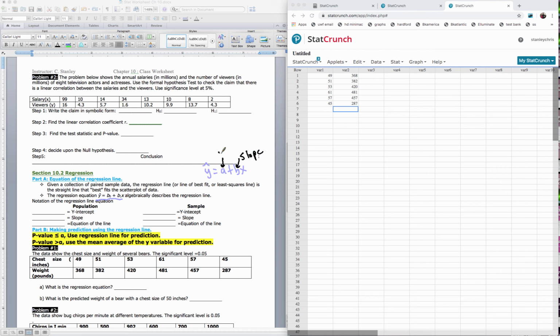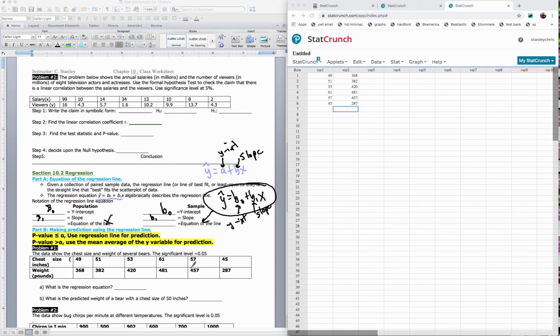The variable that's just sitting alone is always going to be your y-intercept, because some books call it something different. So this would be your slope, and that's your y-intercept. To denote the y-intercept, we'll just call it b0. Your slope is b1, and this is the equation of the line. Technically, you don't have to worry about this stuff either. Once you run this, StatCrunch is just going to give you the equation.